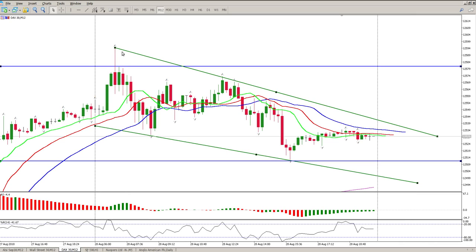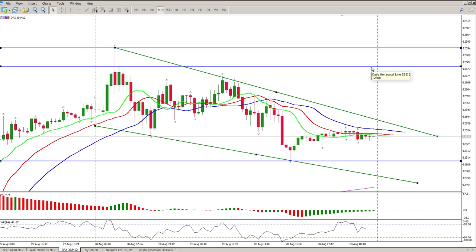Targets will obviously be the previous day's high. We could very well hit the 200-day moving average again, so 12,580, or alternatively we could hit 12,594 or 12,600. So that's kind of what I expect. If we do get through that and hold the high of yesterday, then you can expect a lot more upside. But for now, that's what I'm looking for.